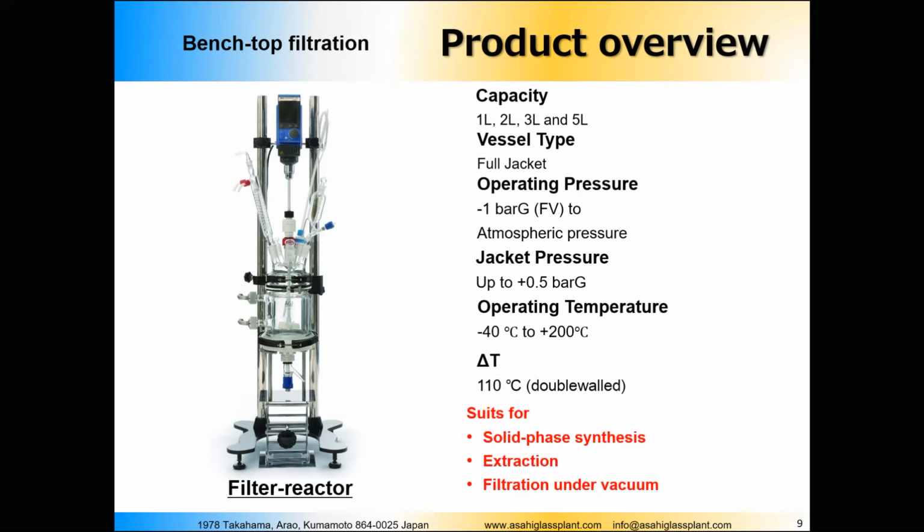Maximum pressure in the jacket is standard for this kind of glass equipment, and it is up to plus 0.5 bar G. Operating temperature for the filter reactor is from -40 up to 200 degrees Celsius. The delta T, this is an important thing because this is the unique thing for the glass equipment from Asahi. Let me explain it. What is the delta T actually? Why are we talking about that?